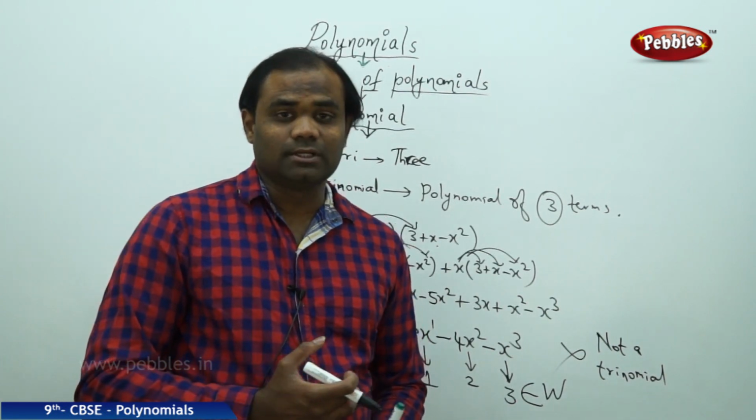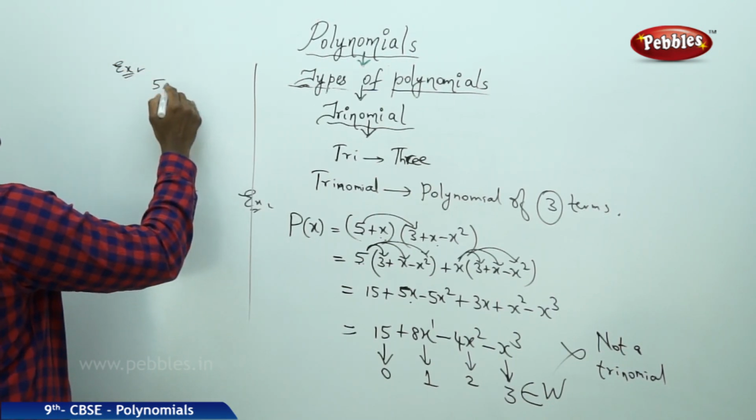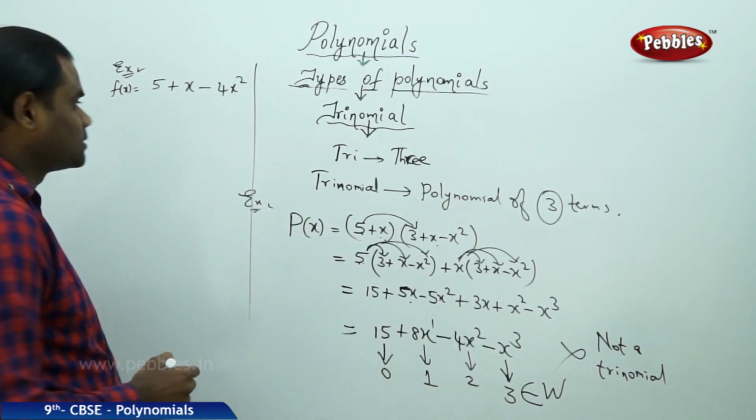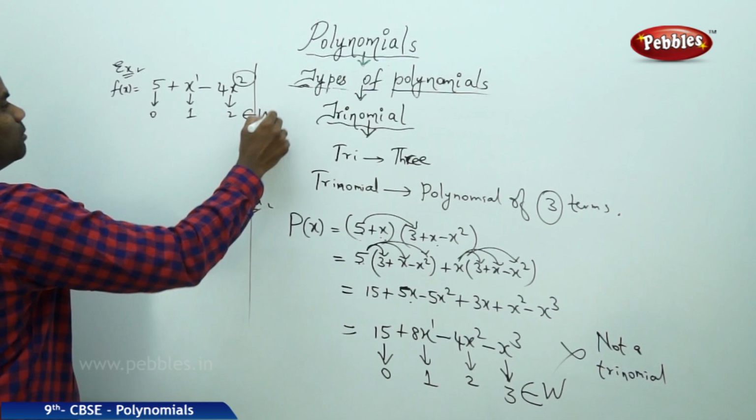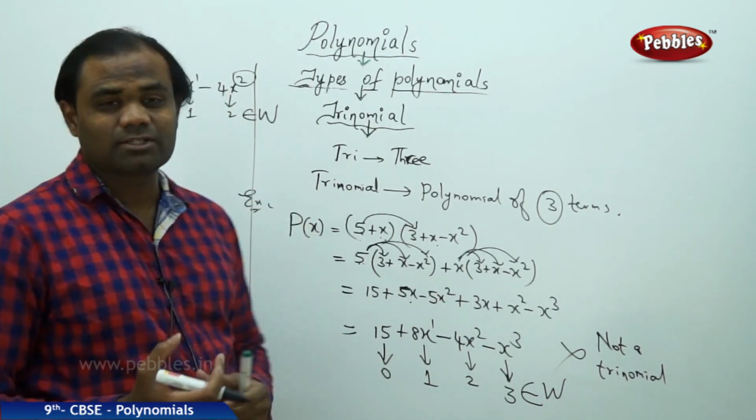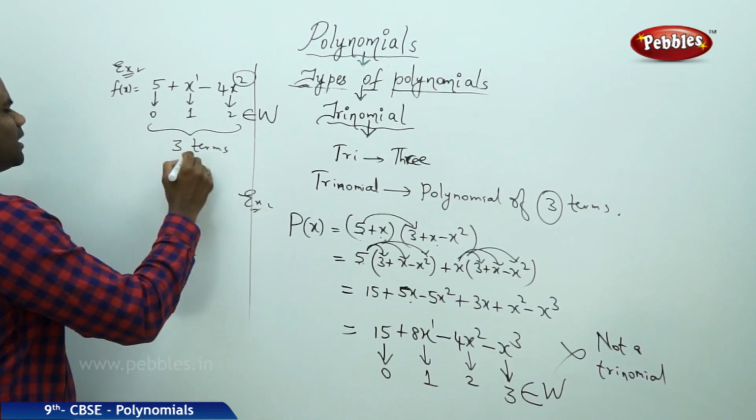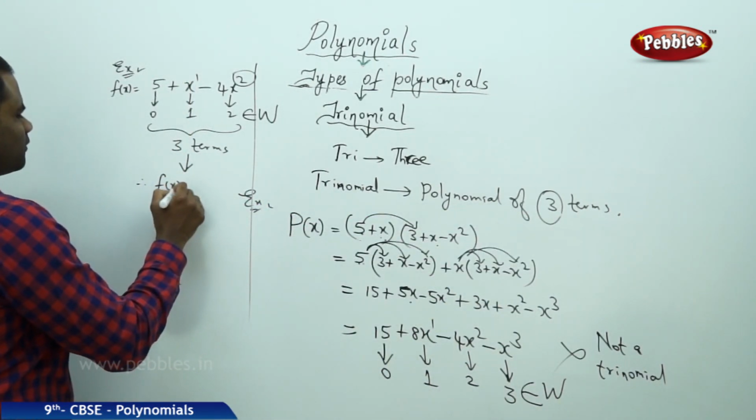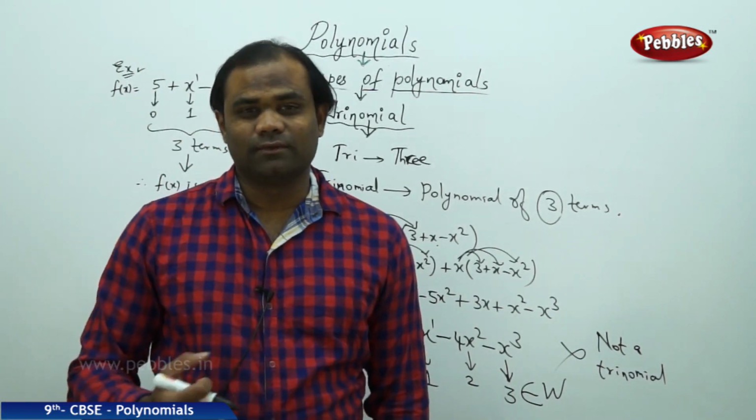Let's take one more example to see if that is a trinomial. For example, I have f of x equals 5 plus x minus 4x squared. In this case, the power is 0, the power is 1, the power is 2, and therefore all 3 belong to W. And because it has 3 terms, the first term being 5, the second term x, and the third term minus 4 times x raised to power 2, and since it has 3 terms, it's a polynomial of 3 terms. Therefore, f of x is a trinomial. That is how we conclude.